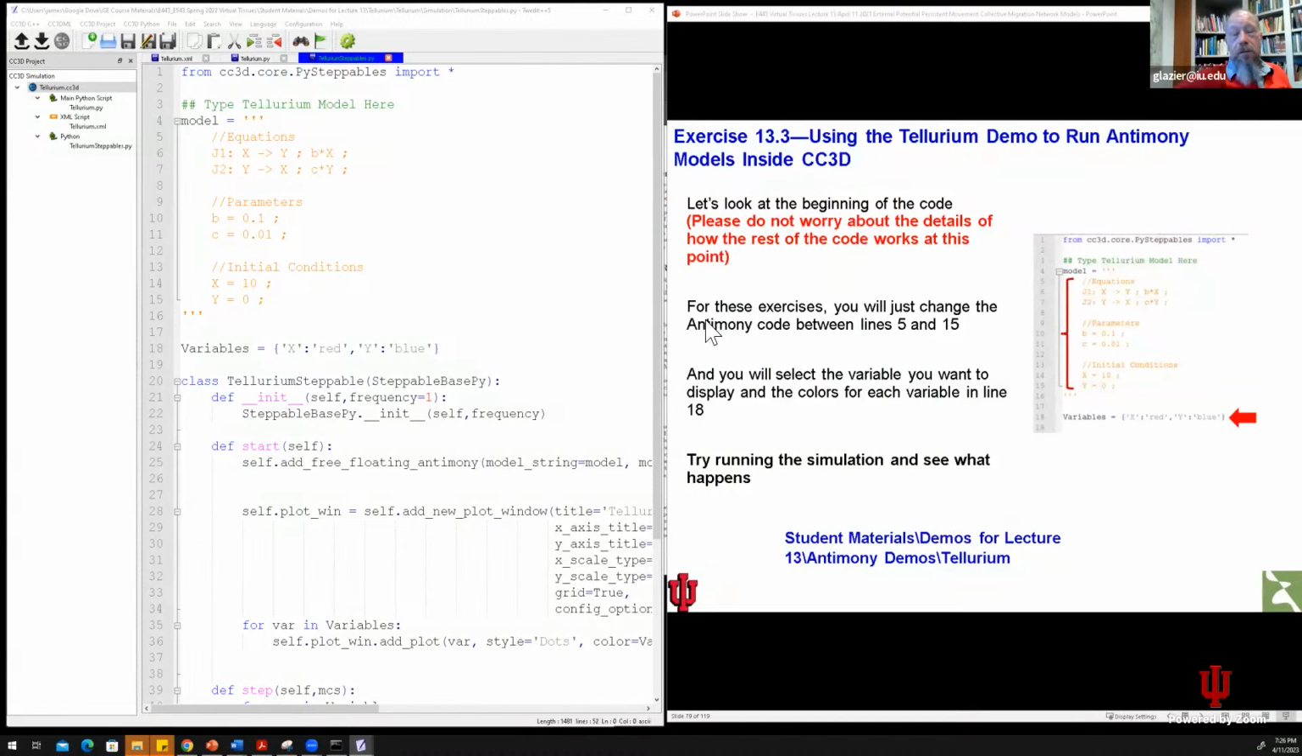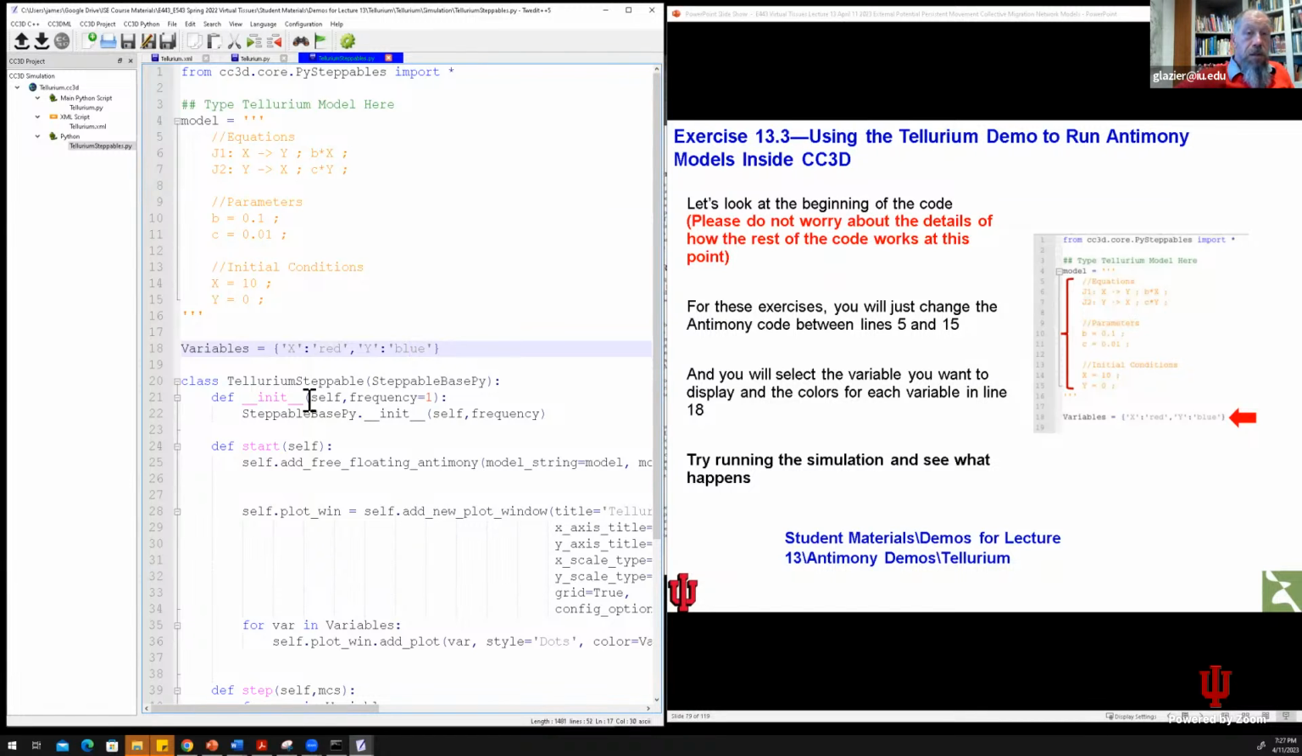So normally I don't tell people to use code without understanding how it works, but for the rest of the class, which is not very long, I will ask you to indulge me. If we open up the Tellurium steppables here, you'll see at the top of it, it says type Tellurium model here. And then you'll see in lines 4 through 15, it says model equals, triple quote, equations, parameters, initial conditions, quote. And then in line 18, it says variables, and the variables are named X, plot them in red, Y, plot them in blue.